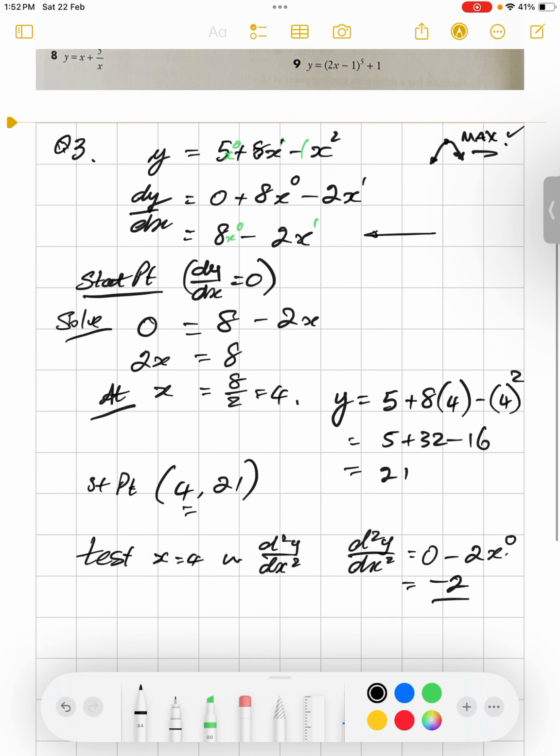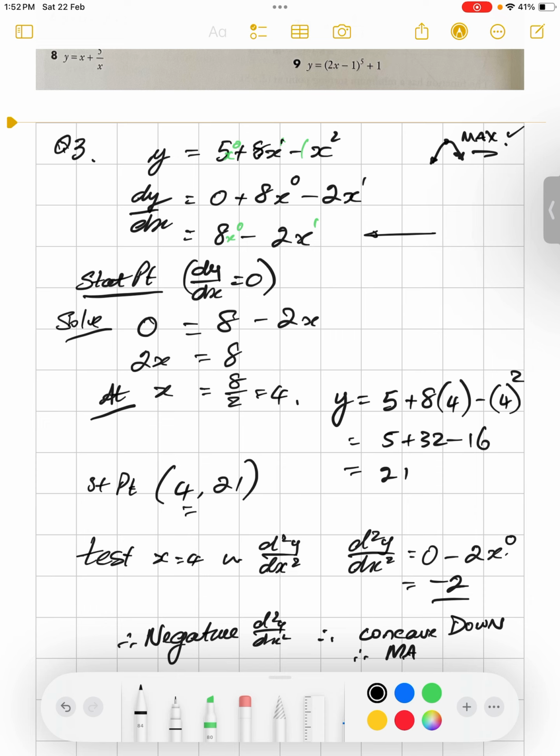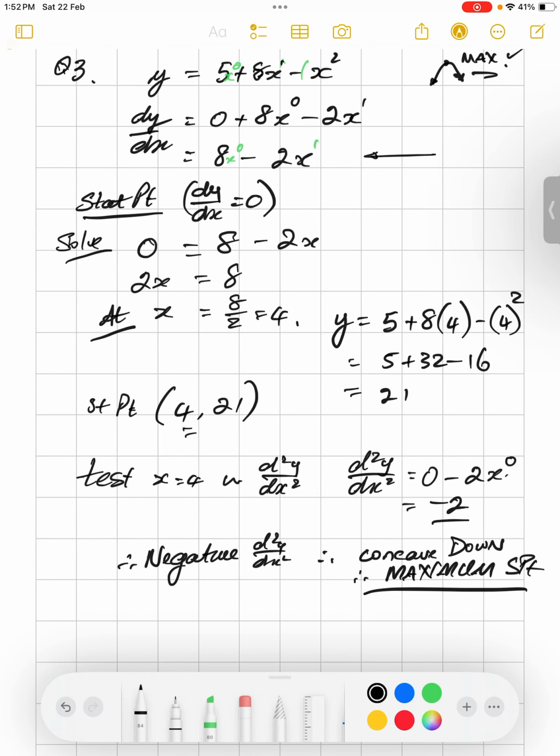Now since the second derivative is negative, therefore it's concave down. And a concave down stationary point is a maximum stationary point. Maximum stationary point. So we've got a maximum stationary point at x equals 4, y equals 21.